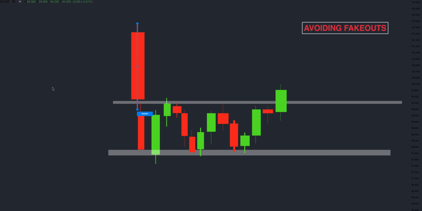We are ranging 4 hours bearish. This is a move down that we had, and this is what the 4 hour now looks like. The 4 hour looks something like this. Previous 4 hours, so we're bearish.